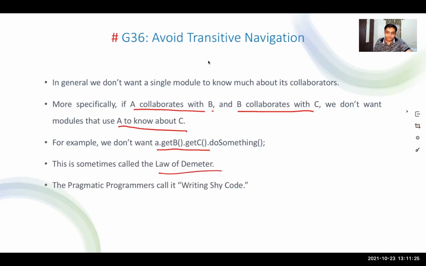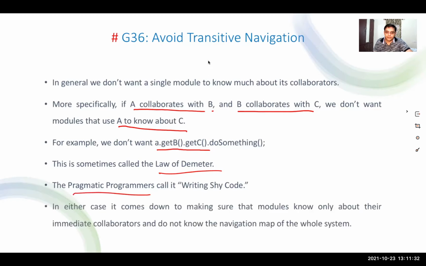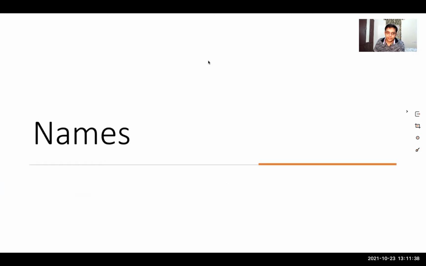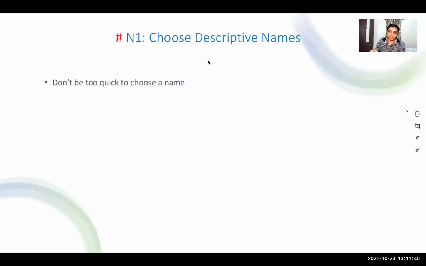There is an interesting book called The Pragmatic Programmer. It's about writing shy code. Make sure that these modules know only what they exactly want to know. And these I will go through very quickly.